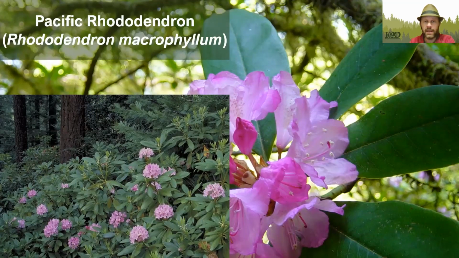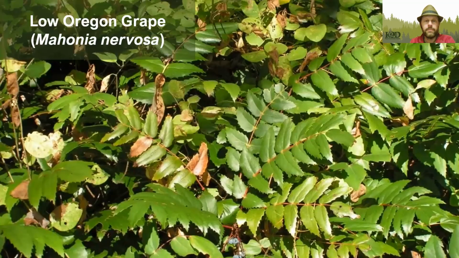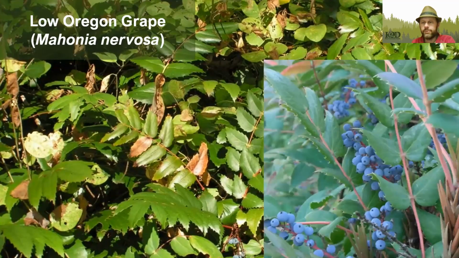But that's it in its kind of native habitat. It's getting 15 feet tall or so. And then low Oregon grape, like its big brother, the tall Oregon grape. This guy stays real low, more like 2 feet tall at the most, more like 1 foot-ish, and produces that kind of Oregon grape that you can cook with as well.